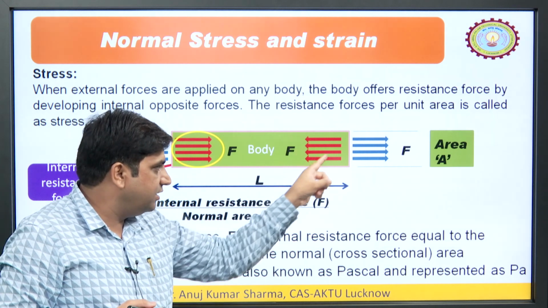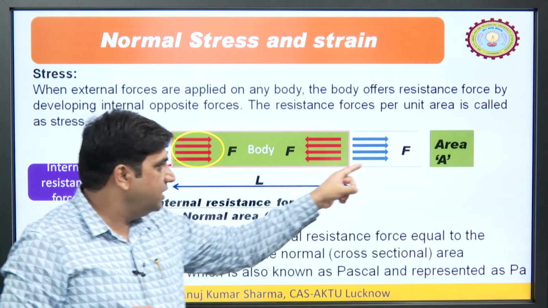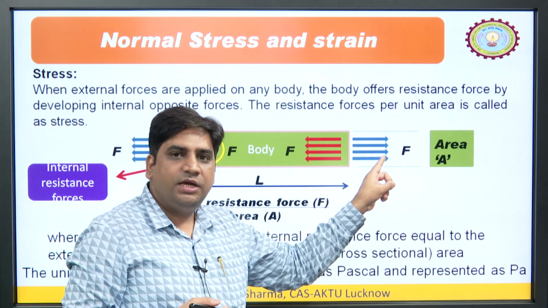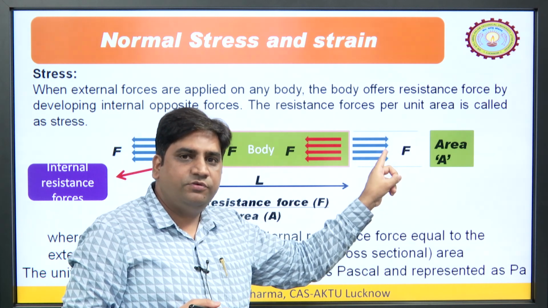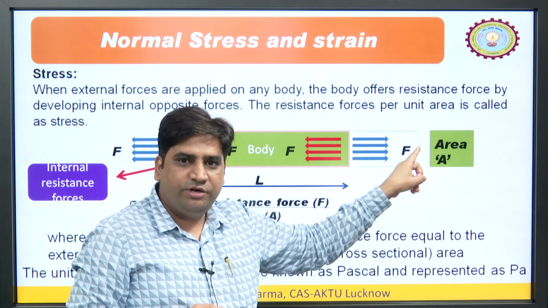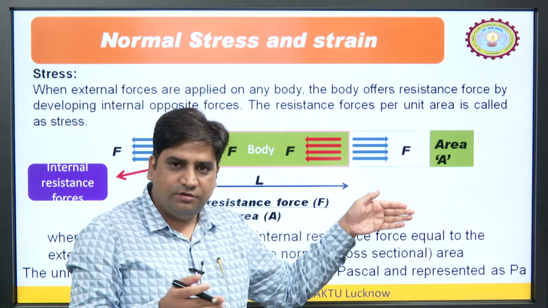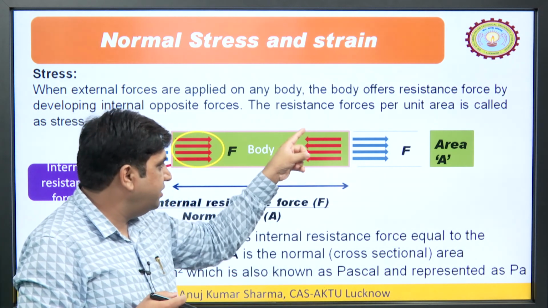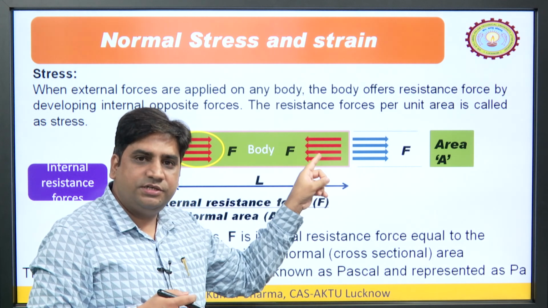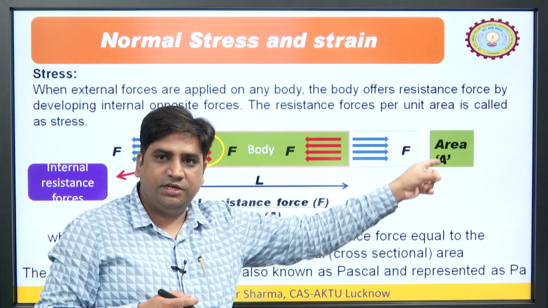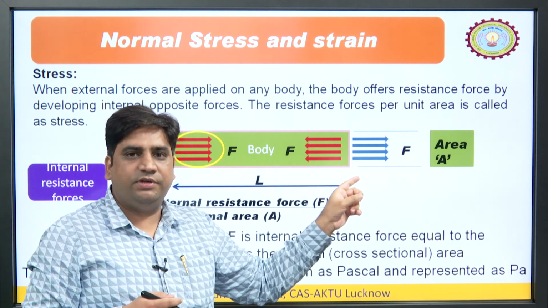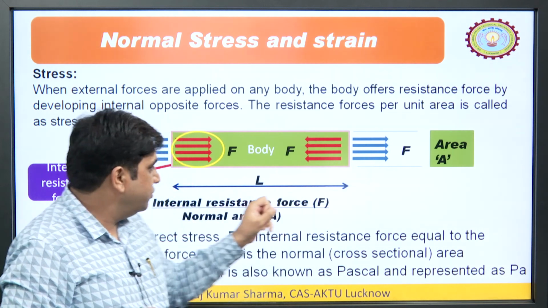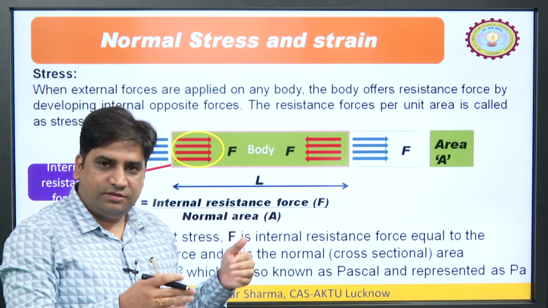This red color is the internal resistance force, and this blue color is the externally applied force. When we divide the externally applied force by the area, it gives us the external pressure. When we divide this F, the internal resisting force, by the cross sectional area, it gives us the stress. So, this is the basic difference between stress and pressure. Mathematically, these are the same.